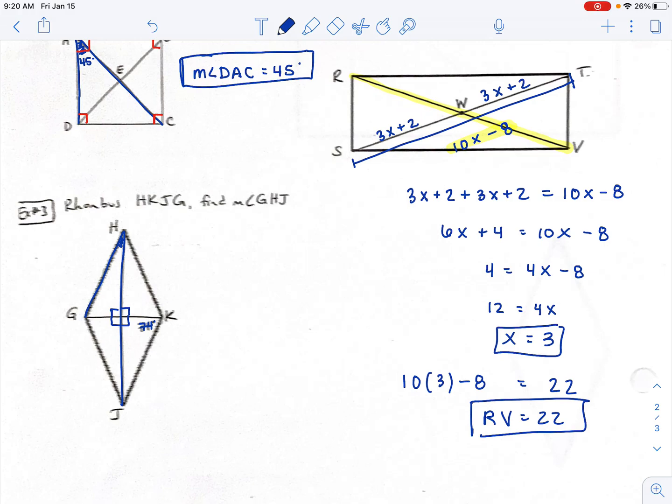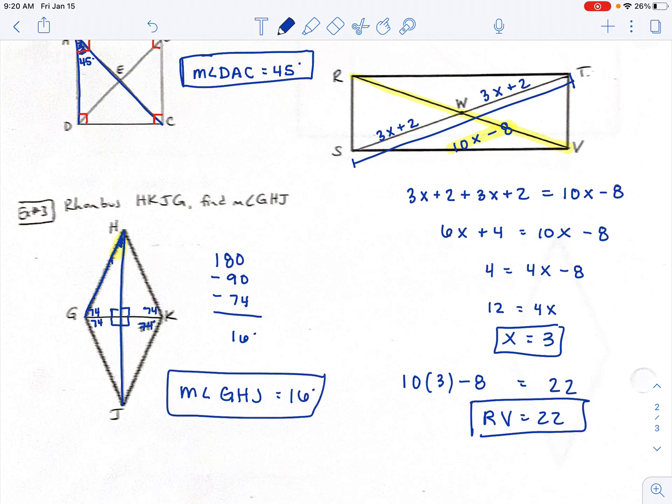We also know that those diagonals are going to be bisecting those interior angles. So if this is 74 on this half, this one's going to be 74. And remember, since it's still a parallelogram, opposite angles are going to be congruent as well. So now our goal is to find just this little top angle here. And since that is a little triangle, we can do 180 minus 90 minus 74, which will give me 16. So the measurement of angle GHJ is 16 degrees. And technically, I can put the 16s on all the remaining angles.